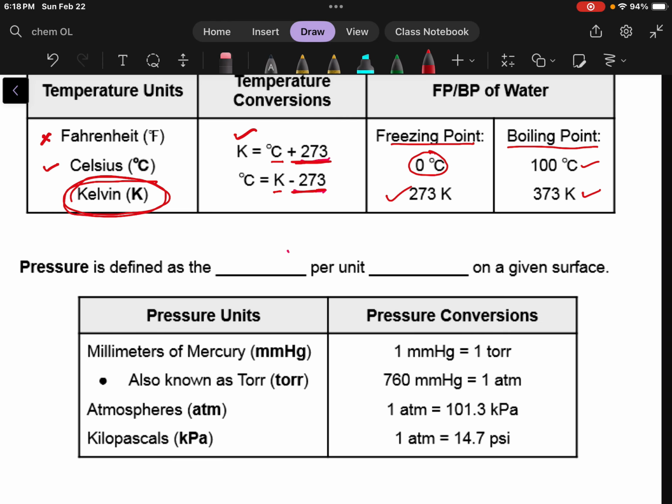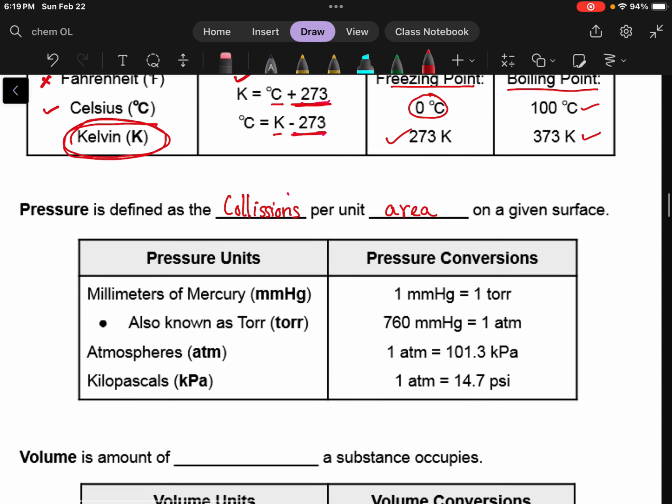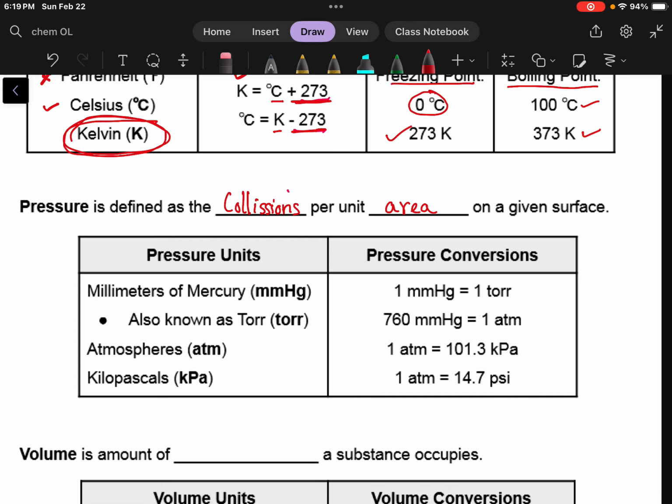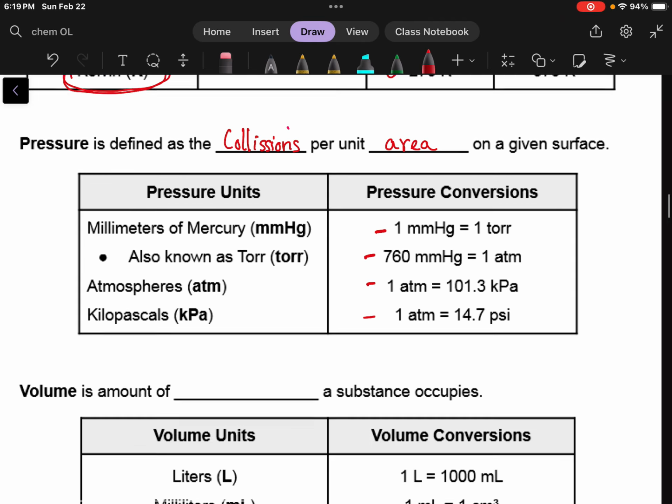Okay, now pressure. We already said pressure is the collisions. Whenever you hear the name pressure, connect that to collision. Temperature, connect that to kinetic energy. So collisions will happen per unit area of the container walls. And we already talked about all the units, and these are the conversions, and they will be given to you on your formula sheet.